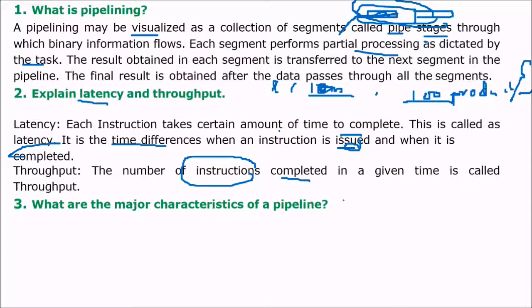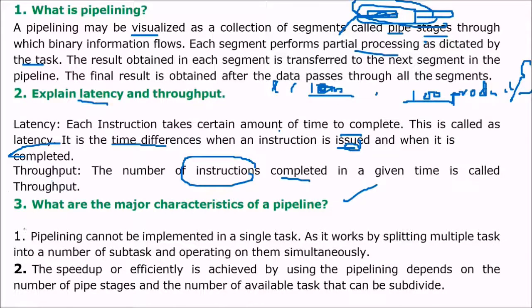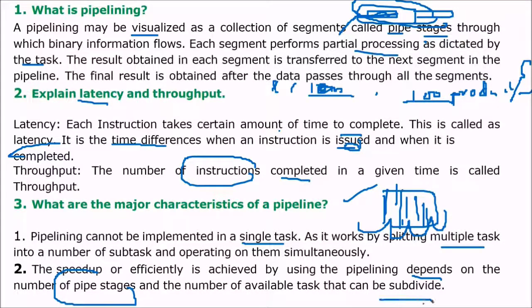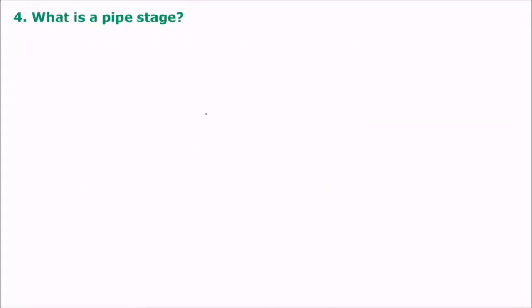What are the major characteristics of pipeline? Pipelining cannot be implemented in a single task, as it works by splitting multiple tasks into a number of subtasks. So you have a task, you split it into multiple subtasks and operate on them simultaneously. This is what pipelining is all about. The speedup and the efficiency achieved by pipelining depend on the number of pipe stages and the number of available tasks that can be subdivided.